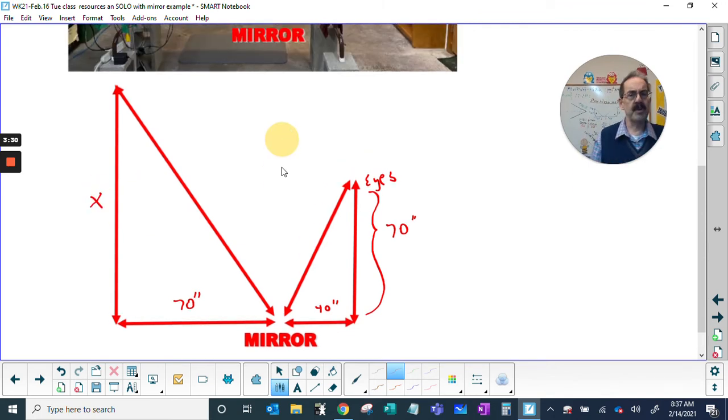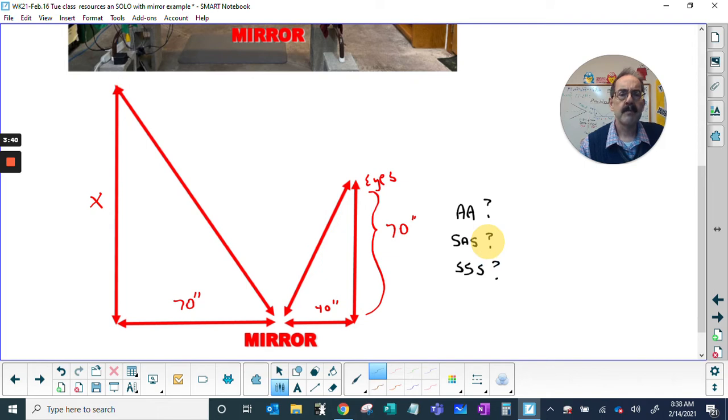But before we do that, I want you to think about angle-angle, side-angle-side, or side-side-side. Pause the video and see if you can figure out which one of these we're using. Okay? All right, welcome back.